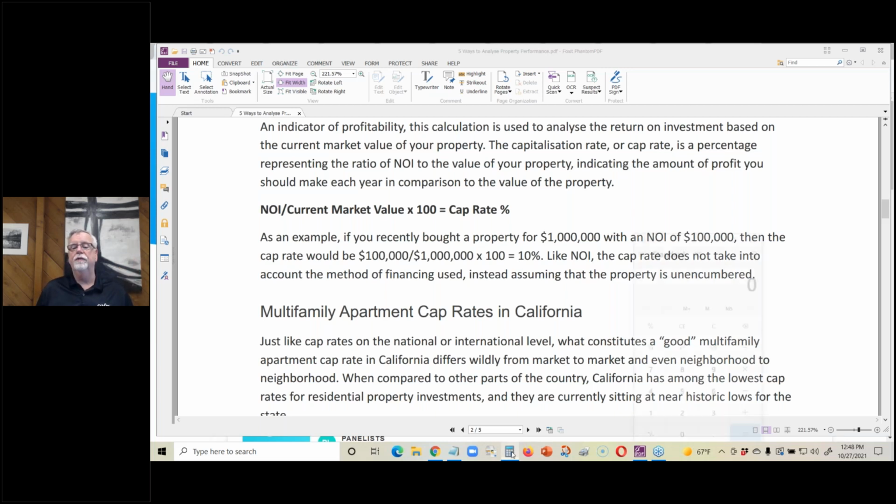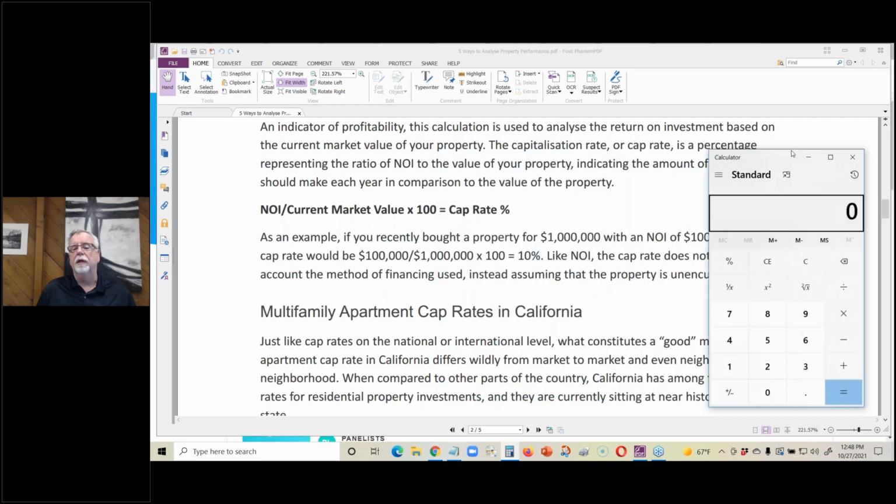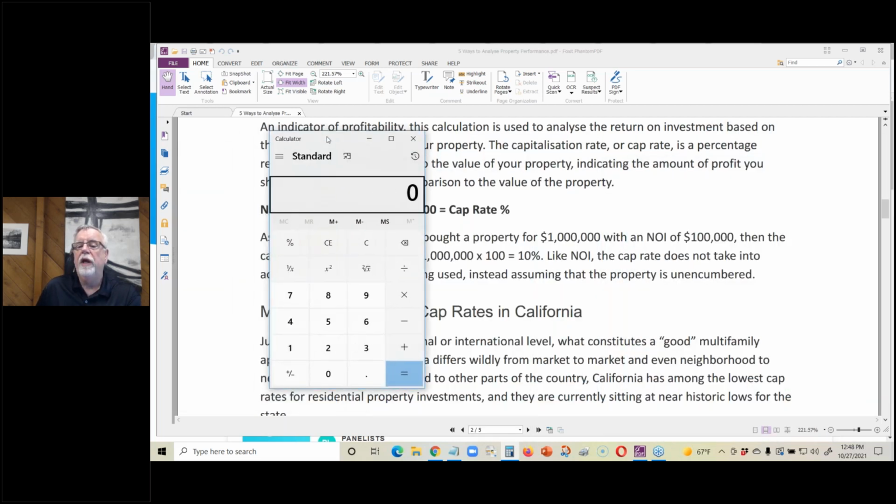But let me just give you an example. Let's make sure we understand that. The formula for determining cap rates is the income divided by the capitalization rate equals the value. Income, and that's the net operating income, divided by the capitalization rate equals the value. Getting a lot of questions on this.